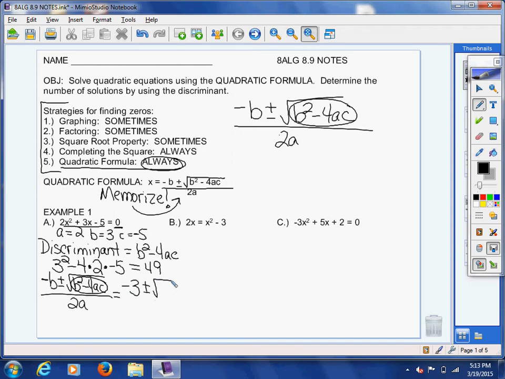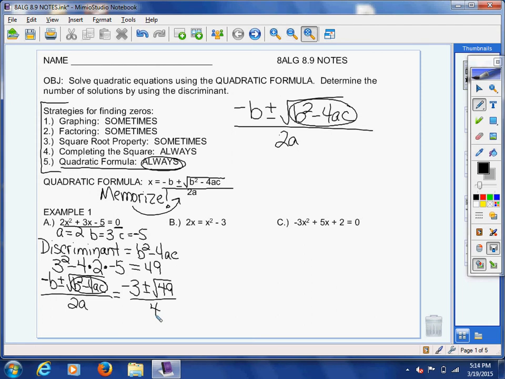Plus or minus the square root of. Well, we already know what b squared minus 4ac is. We know it's 49. And we're going to divide that by 2 times a. 2 times 2 is 4. Okay? We're not quite done, but you know, it's getting better.